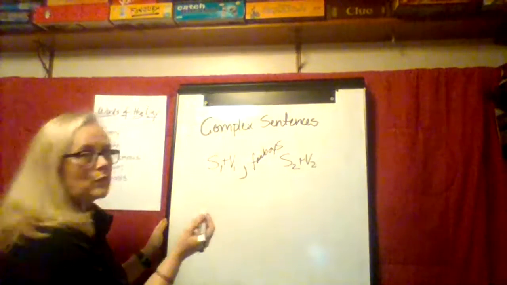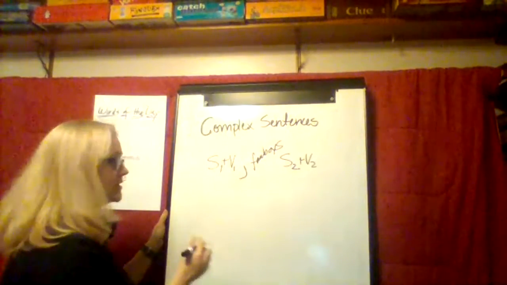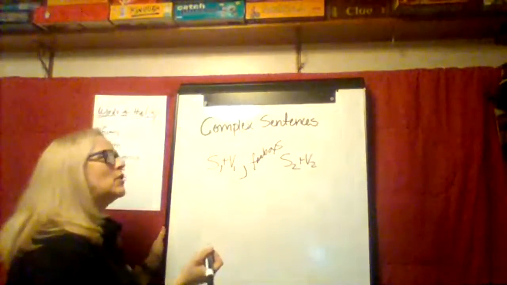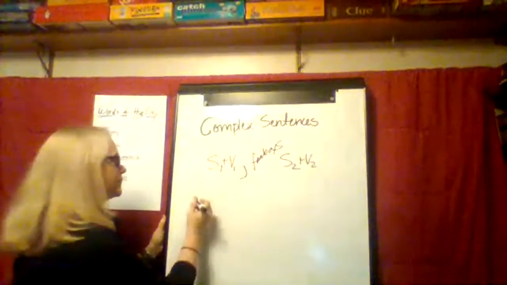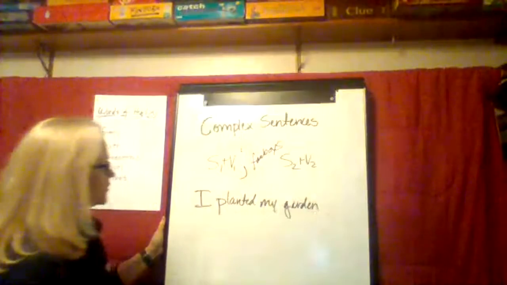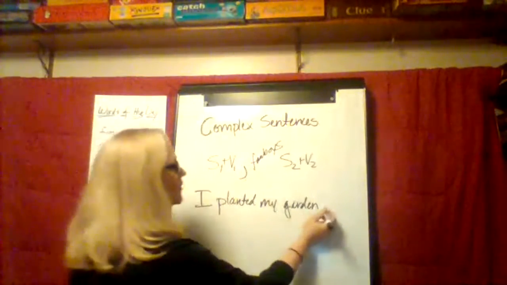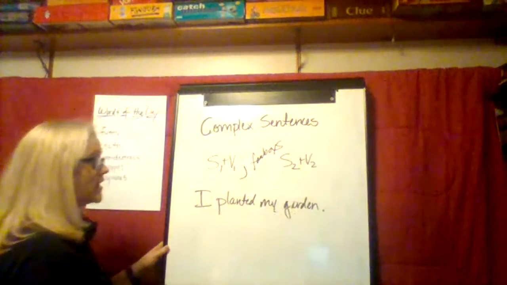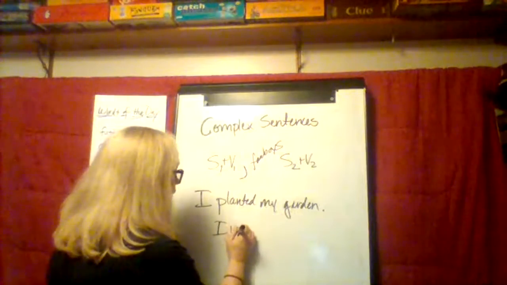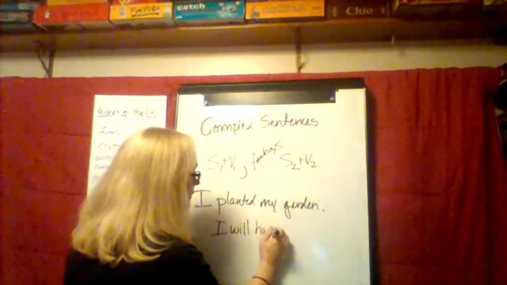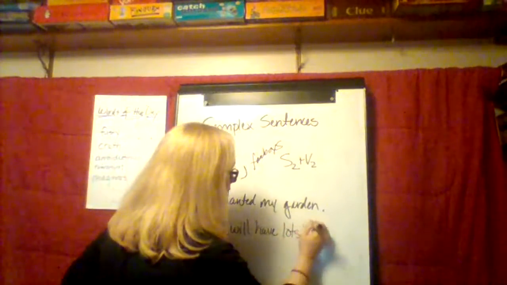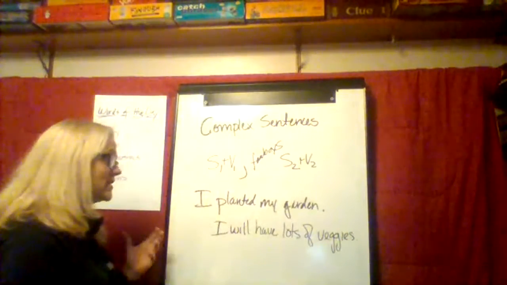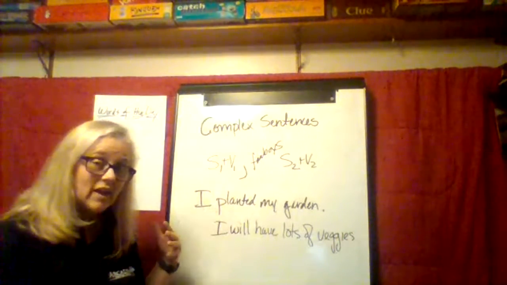So I'll start with two main clauses. I always use food examples, so I should come up with another one. Start with seedlings pretty soon. I planted my garden, period. There's a nice independent clause. Here's my verb. Here's my subject. Here's a direct object. I will have lots of veggies. Okay, two nice sentences. They can both stand on their own.